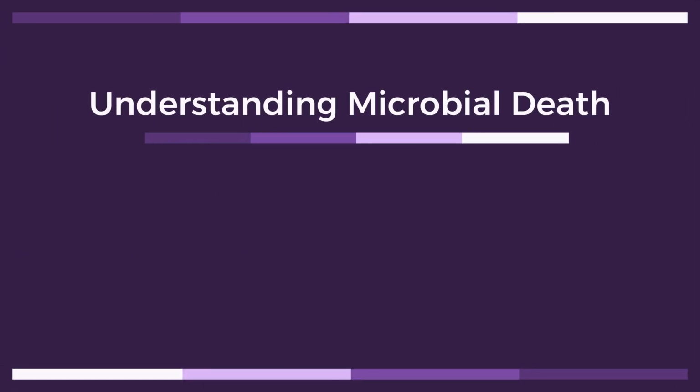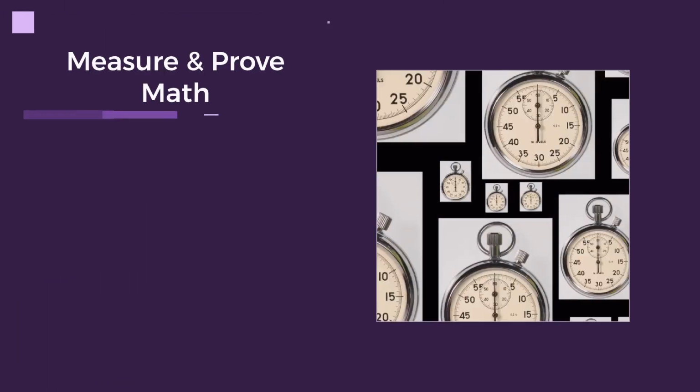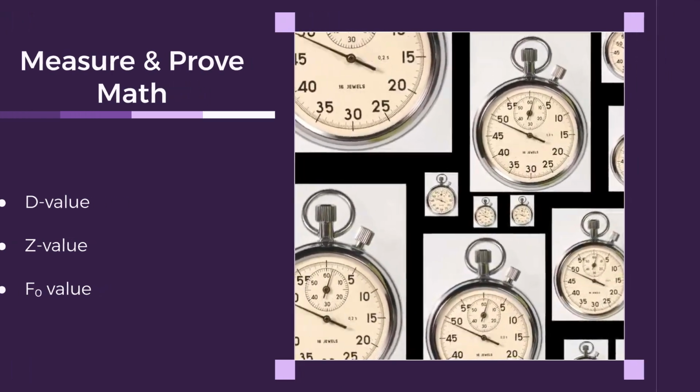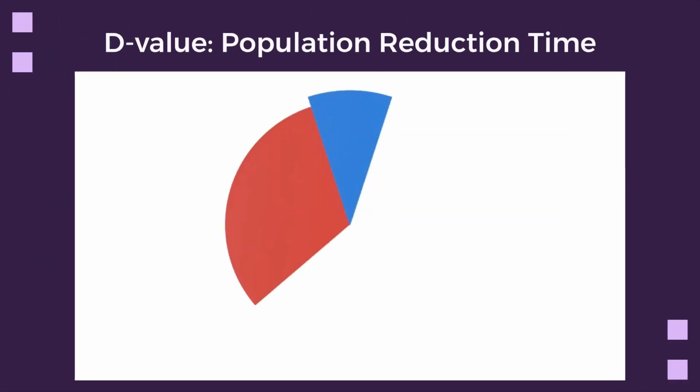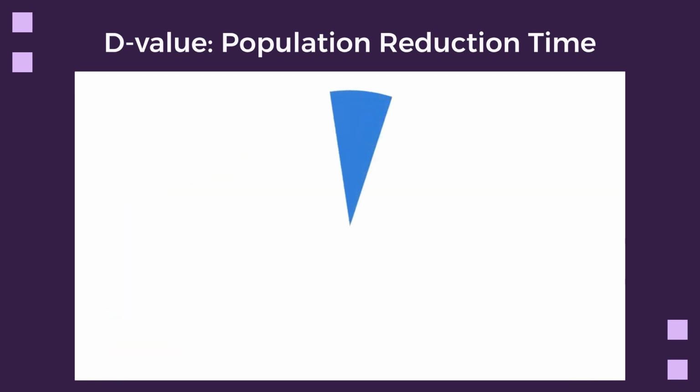Microbial death in an autoclave isn't random. It follows first-order kinetics, meaning in each time interval, the same percentage of microbes die. To design a safe, validated process, we need to measure and prove that math. Start with the D value, the time needed to reduce a microbial population by 90% at one temperature.